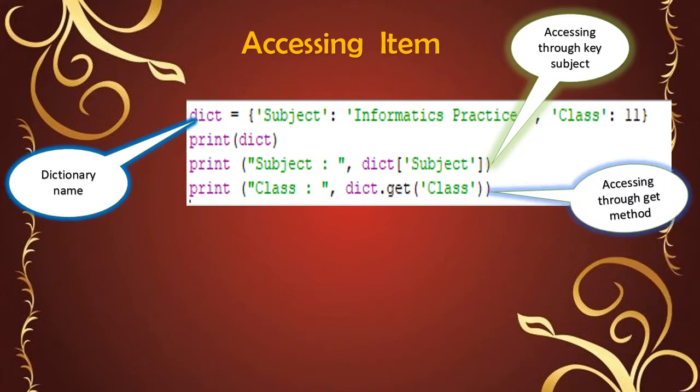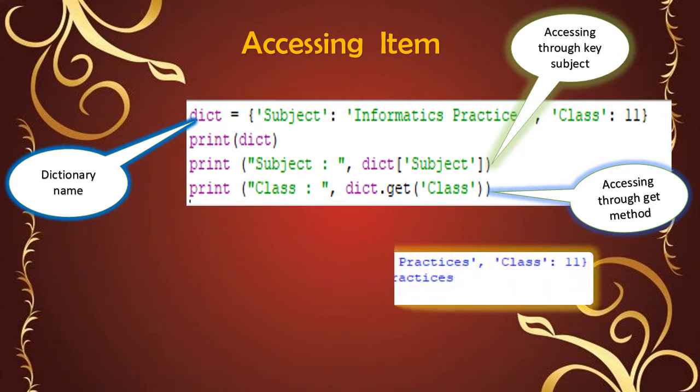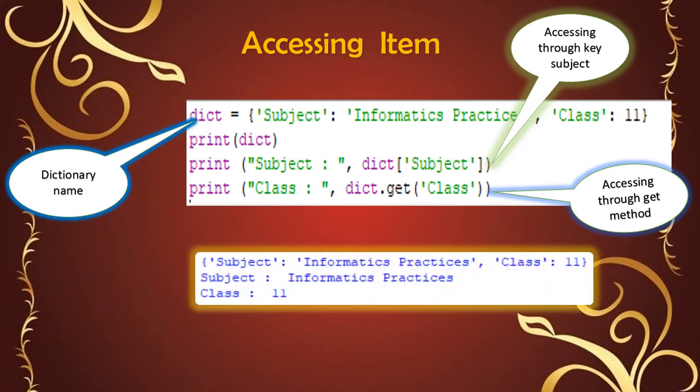Another way is to use the get function: dict dot get open parenthesis, and you give the key name. So using the get method also we can access the element from the dictionary. See here, the first one prints the entire dictionary, and next the subject value is printed and the class value is printed.